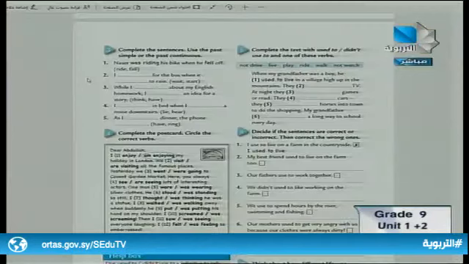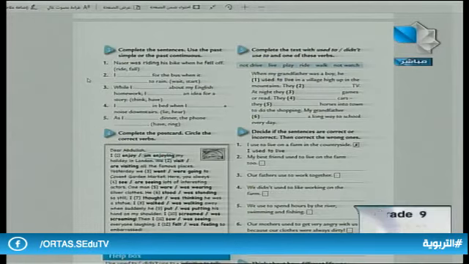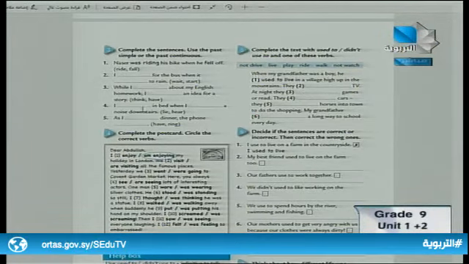Now in exercise 3 we have while. Also, after while, always remember to use the continuous forms of the verbs. We don't use the simple tenses. So while I was thinking about my English homework, I had an idea for a story.